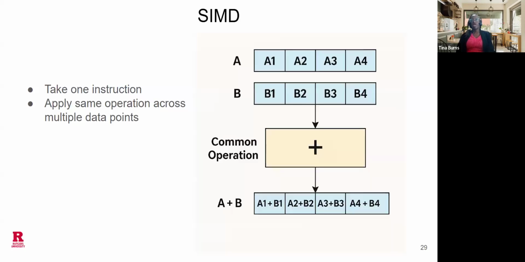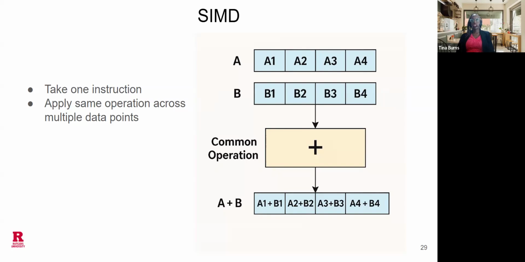Let's say I have two instructions, A and B, or I have two operands. This is one instruction. I'm sorry. I'm very sorry.